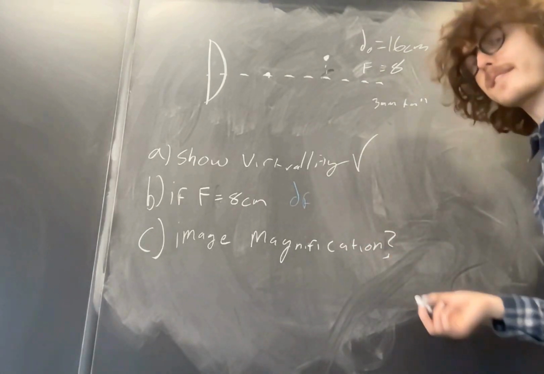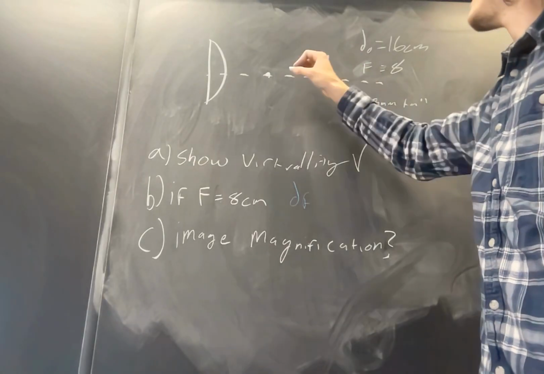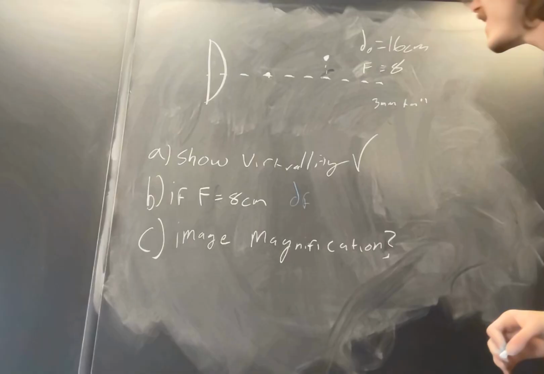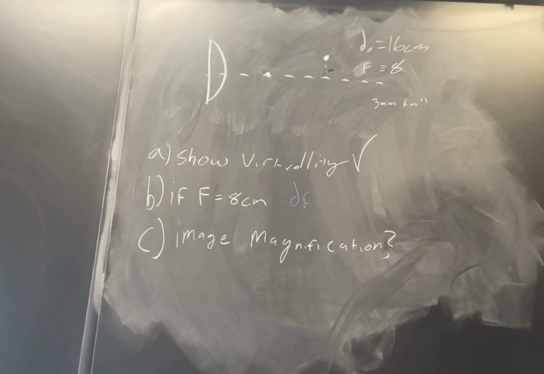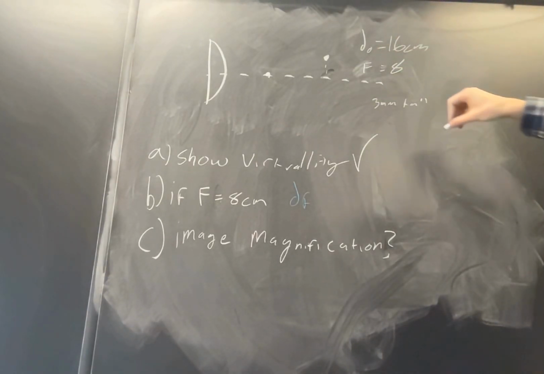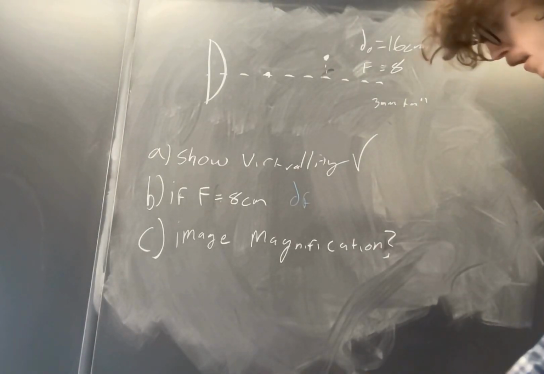Alrighty, in this problem we have a convex mirror, and we know that the focus point is 8 centimeters away. We're told that the distance out from the mirror, or d naught, the distance away from the mirror that our object resides, is 16 centimeters. And we're told that the object that is going to project an image onto the mirror is up 3 centimeters from that point.